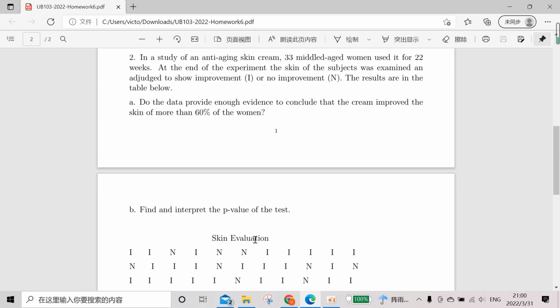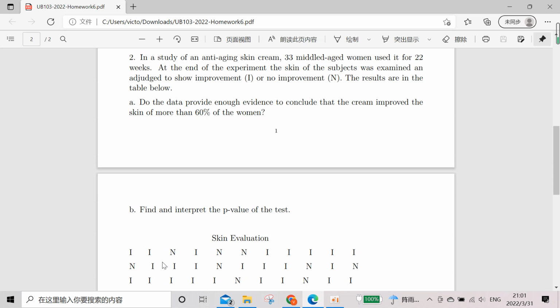Question 2 is really a binomial distribution. It's like tossing a coin where you can have heads and tails. Here, it's about improvement or no improvement, right? It's also two results and for a given probability. So it follows a binomial distribution. However, when you have nearly 30 observations, according to the central limit theorem, you can approximate that binomial distribution to a normal distribution, which enables you to use a z-score.